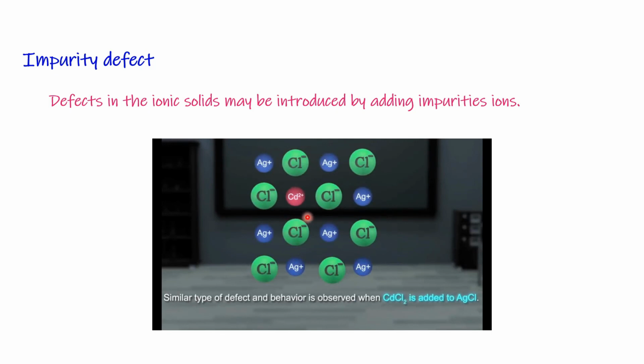Another example is cadmium chloride added to silver chloride. Here cadmium 2+ ions act as the impurity. So this defect is known as impurity defect. I hope you all understand this.